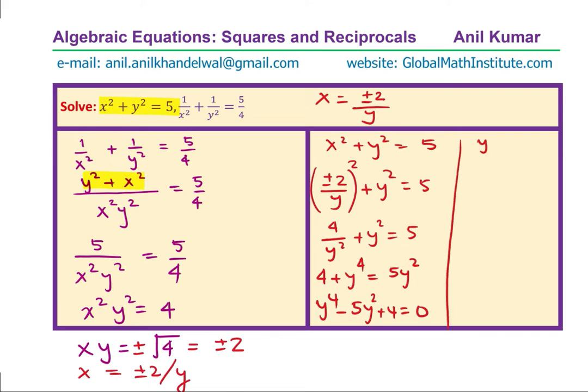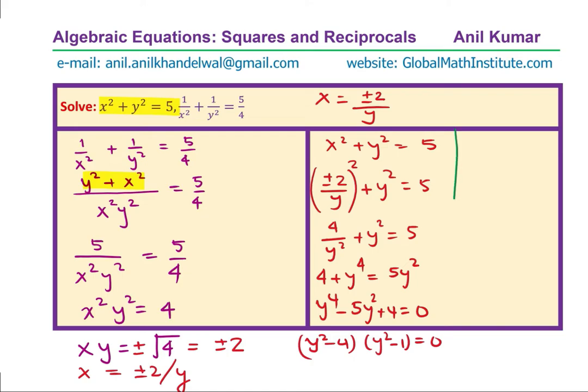y squared minus 4 times y squared minus 1 equals 0. Let me squeeze this in. So what I'll do here to save space, I'll use this extra space here. So we have y squared minus 4 times y squared minus 1 equals 0, correct?